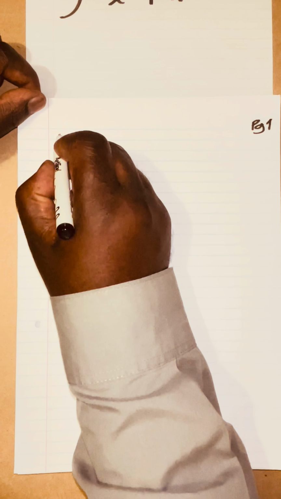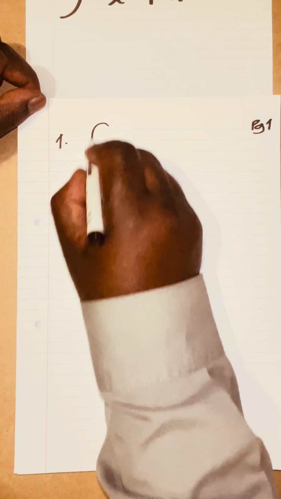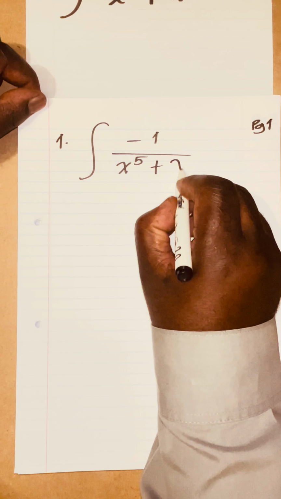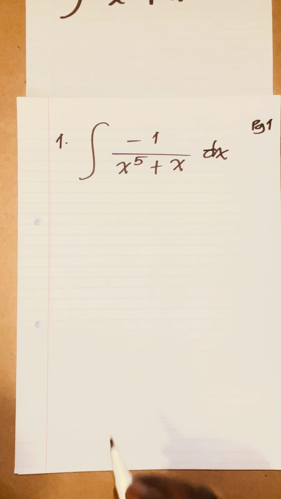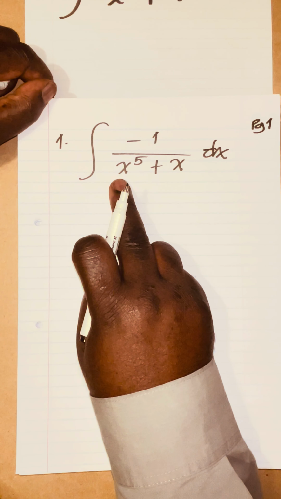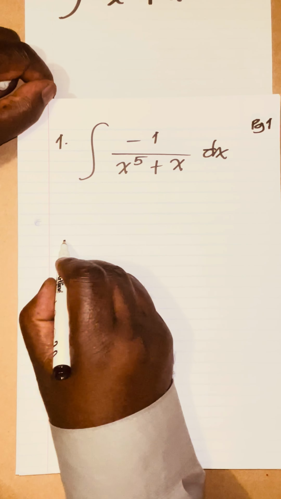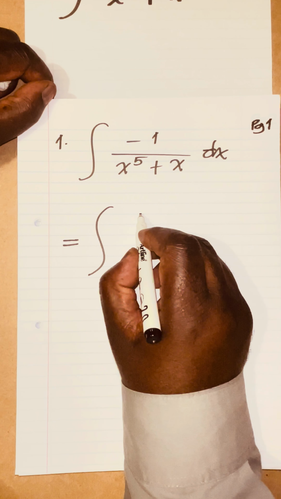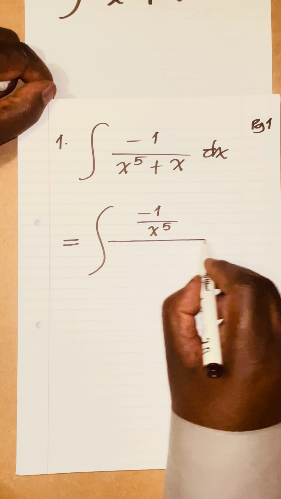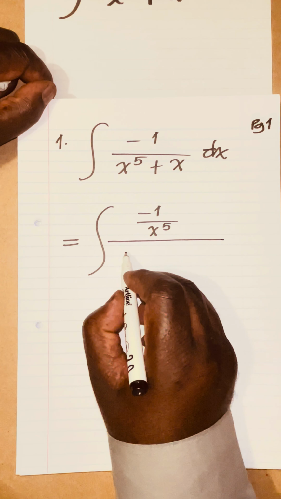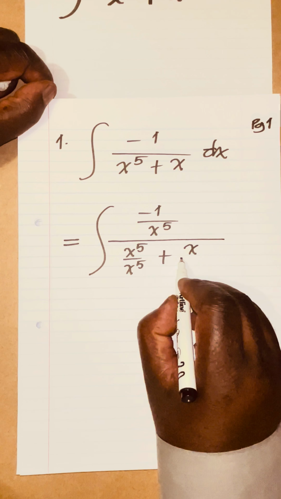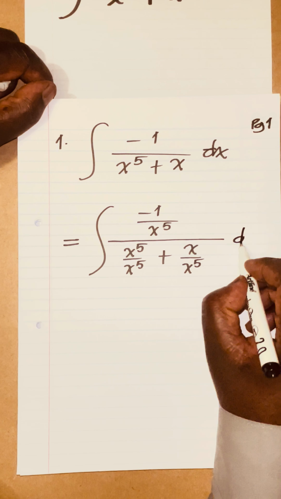So we are saying our integral number one is the integral of -1 all over x to the power 5 plus x dx. Now, like I said, the simple trick we're going to apply here is to divide by the highest power of x into each of the terms as follows. So that takes us to step number 2. We are saying -1 all over x to the power 5, and we're dividing the whole of that expression by this term here, x to the power 5 all over x to the power 5 plus x all over x to the power 5 dx.